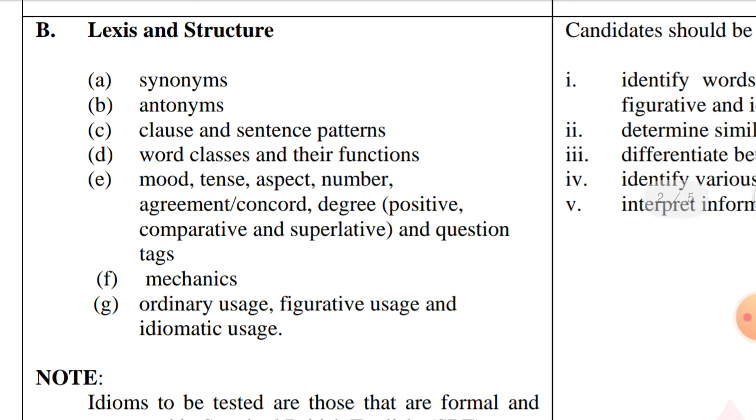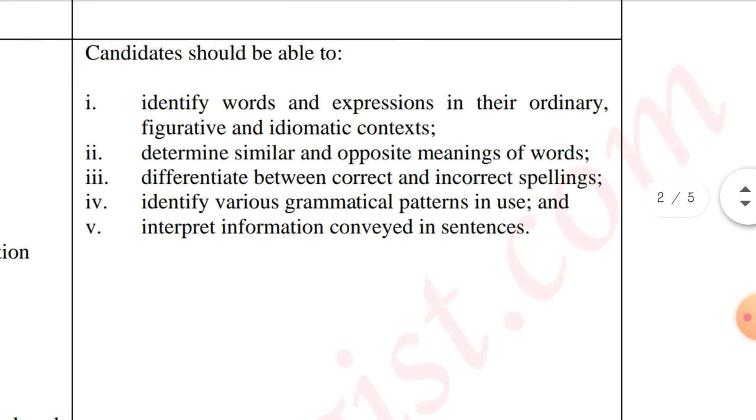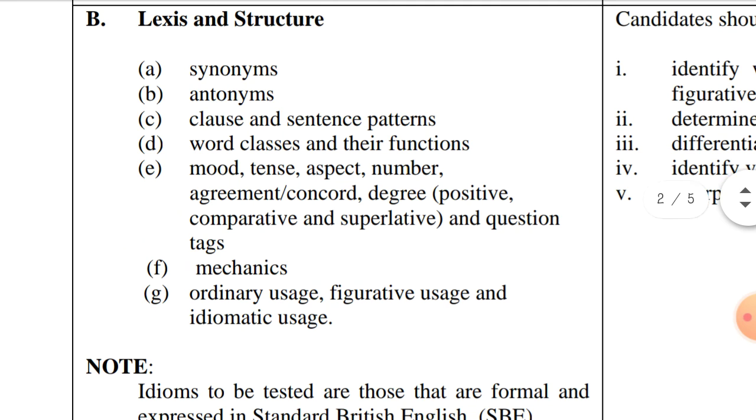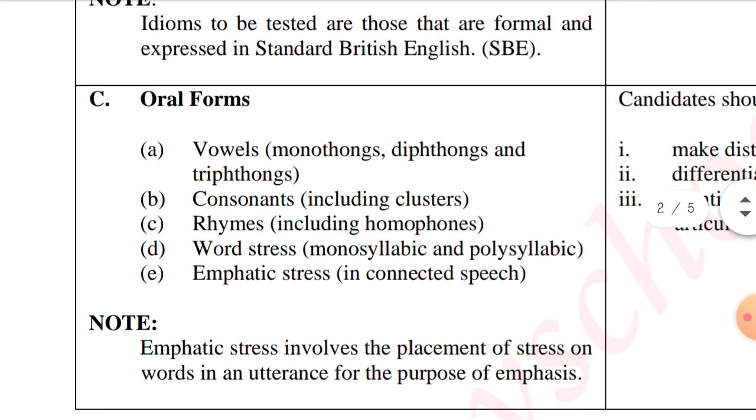In lessons and structure, it involves synonyms, antonyms, clauses and sentence patterns, word classes and their functions, mood, tense, aspect, number, agreement, concord, all these things, mechanics, ordinary usage, figurative usage, and idiomatic usage. So under lessons and structure, you will need to know synonyms, antonyms, that is words opposite in meaning, words similar in meaning, the words that best fill the gap. Then the third part is oral forms, oral studies, oral English.